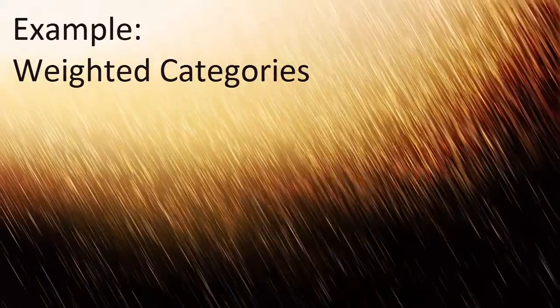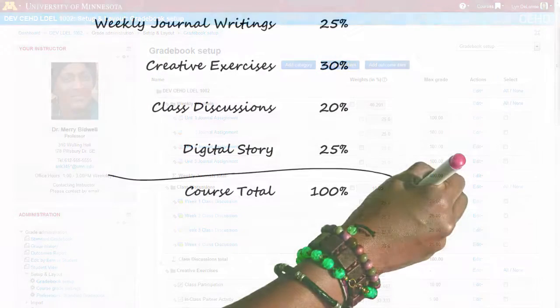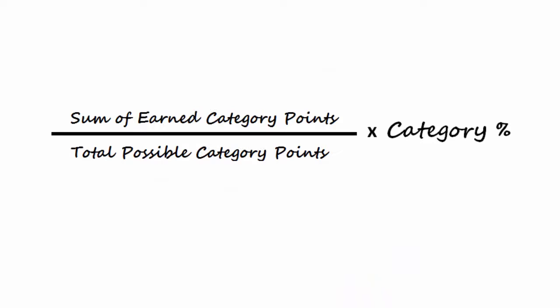Let's look at another example. Dr. Bidwell teaches creative writing and likes to be flexible and vary assignments and point values as the semester unfolds, so she organizes her course grades around categories with percentages. A weighted gradebook configuration will meet her needs. Using this method, Moodle will convert each point value score into a percentage proportional to the course total.